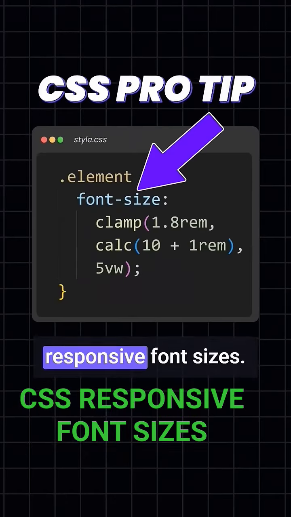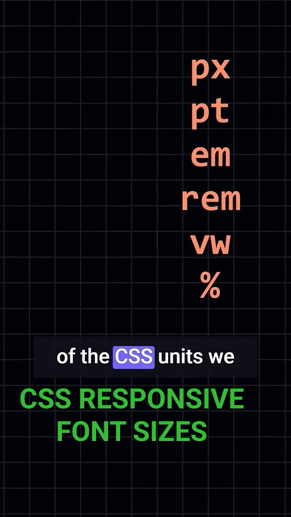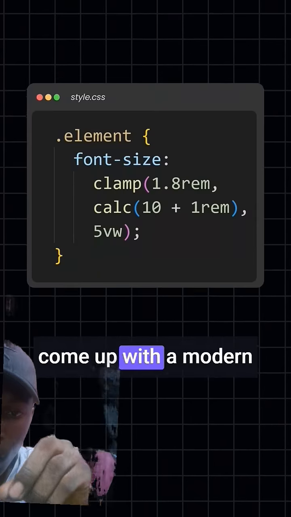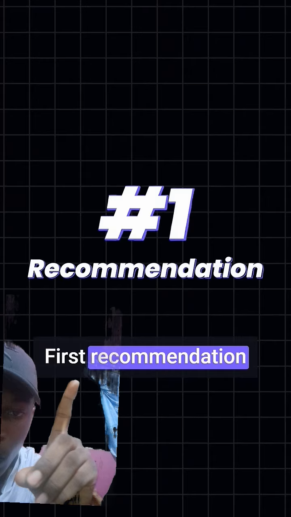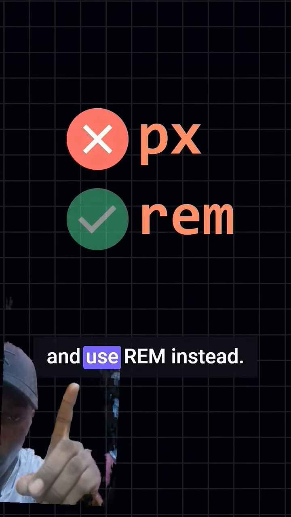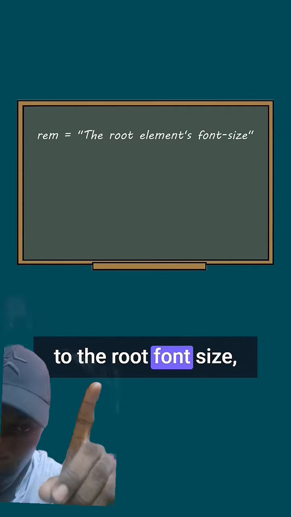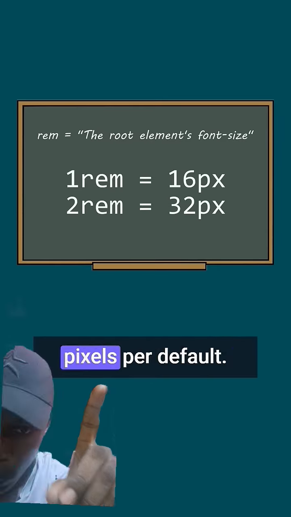Today is all about responsive font sizes. Unfortunately, none of the CSS units we use for font sizes are responsive on their own, so we have to come up with a modern CSS solution for it. First recommendation is don't use pixels and use rem instead. Rem is a relative unit that scales relative to the root font size, which is usually 16 pixels per default.